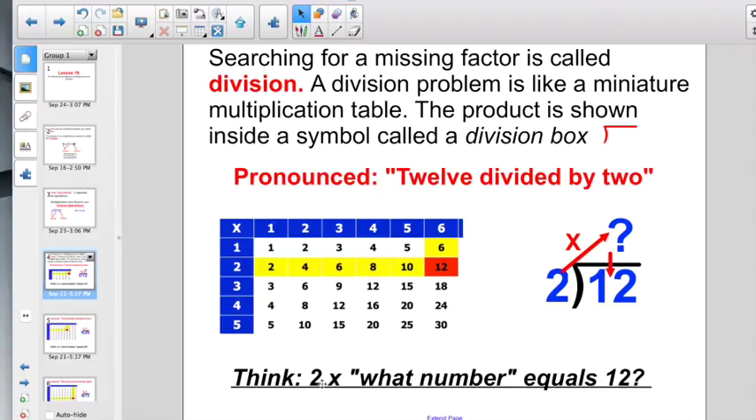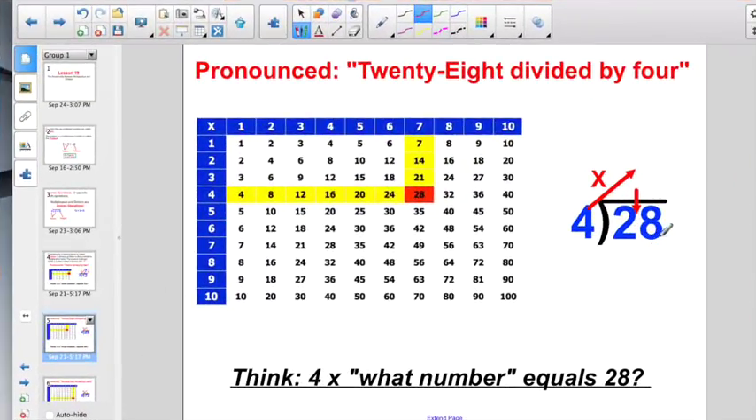So you got to think, 2 times what number equals 12? Well, if we're trying to divide, and if we needed our multiplication table, if we're dividing by 2, you want to look in the 2 row until you come across 12 and then go straight up. That's why they kind of consider it like a miniature multiplication table. If I went straight up from 12, I'd find out that my missing factor was 6. So let's check out another one here.